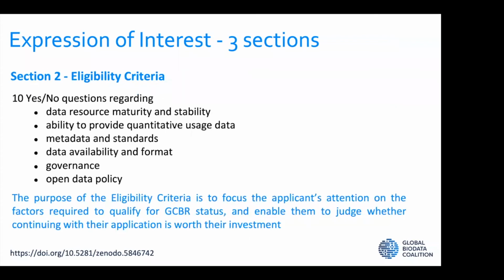The second section in the expression of interest is the eligibility criteria. There are 10 questions, and these are yes/no questions regarding data resource maturity and stability, metadata and standards, and open data policy. The point of the eligibility criteria is to set expectations for the applicants. If they're not able to answer the eligibility criteria with a yes, they're probably not going to qualify for all of the indicators in the full application.